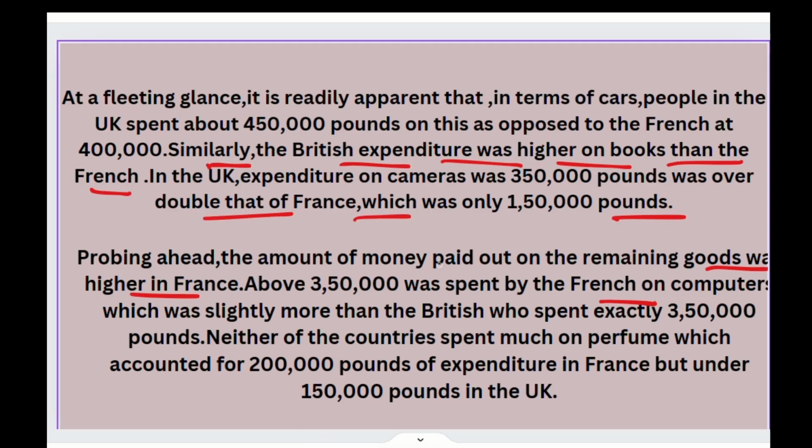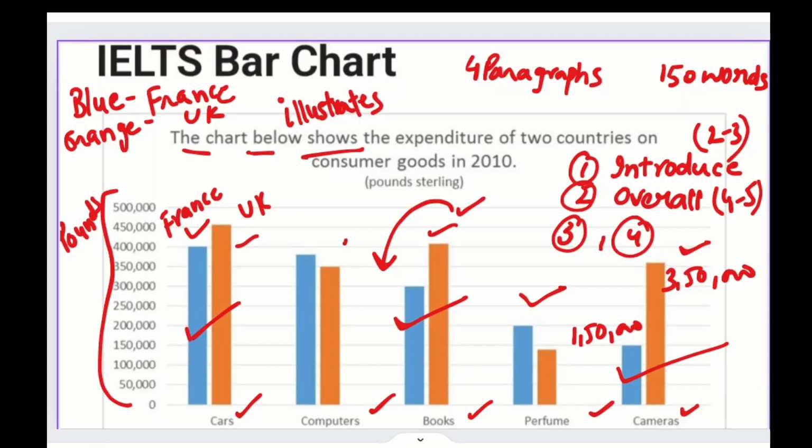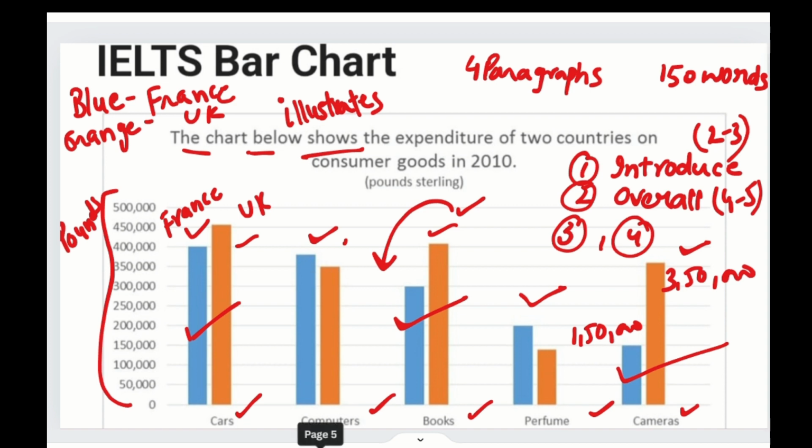Probing ahead, the amount of money paid out on the remaining goods was higher in France. Above 350,000 was spent by the French on computers, which was slightly more than the British, who spent exactly 350,000 pounds. So here almost the same money was spent on computers, but France spent slightly more money on computers than the British. There is a little bit of difference.